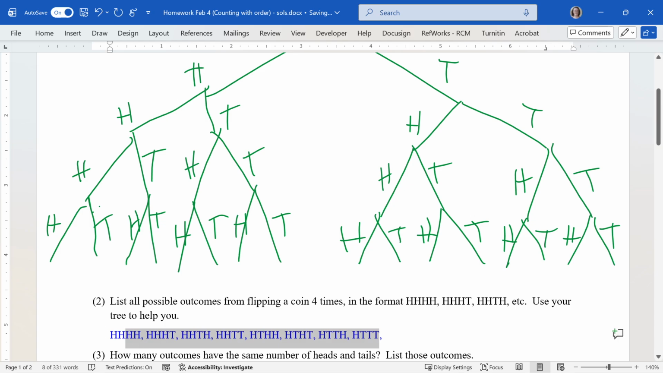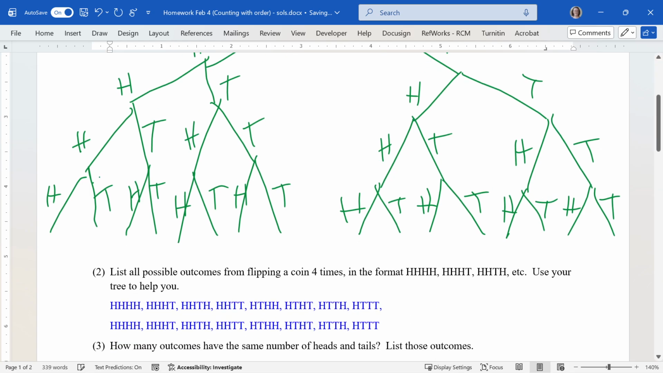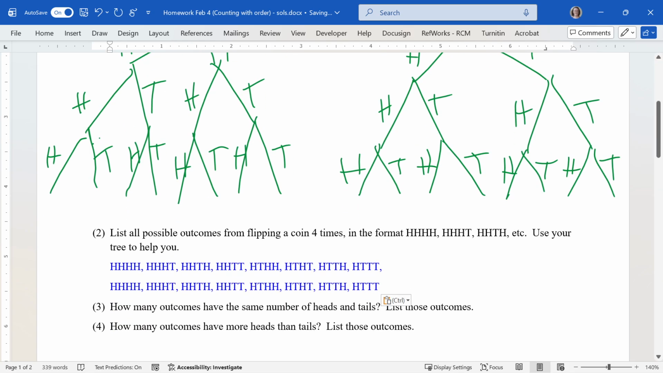If you did the first 8 correctly, there's a faster way to do the other ones, which is just copy these and then replace the first H with the first T. Right, so I'm going to cheat a little bit. It's not really cheating, but I'm just going to make things a little bit easier for myself. So I just copied the first 8, and then I'm editing them to change the first flip into a T, because all the ones on the right side of the tree start with T instead of H.